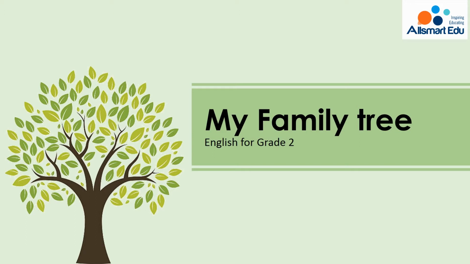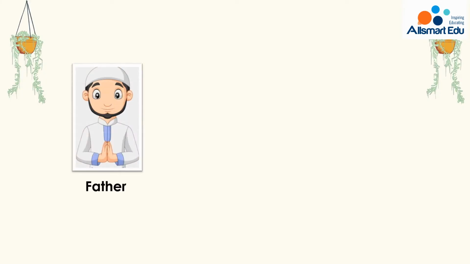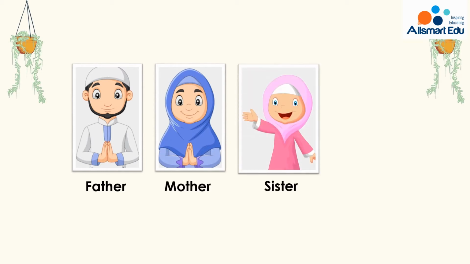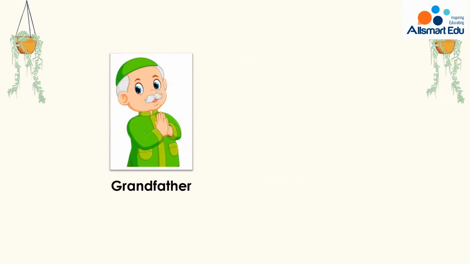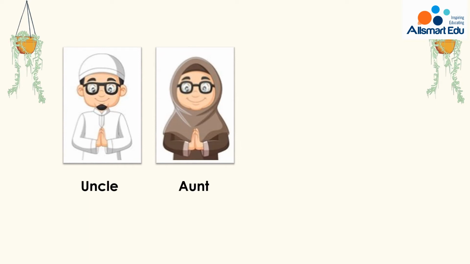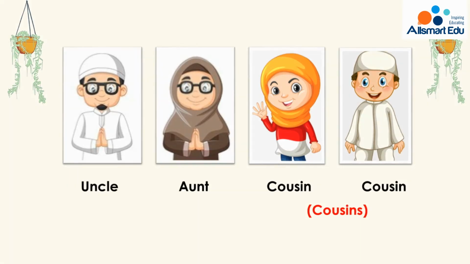Today we will learn about family tree. Who are the family members? There are father, mother, sister, brother, grandfather, grandmother, uncle, aunt, cousin. And if you have two cousins or more, you can say cousins with S.